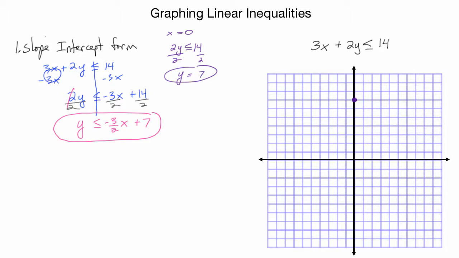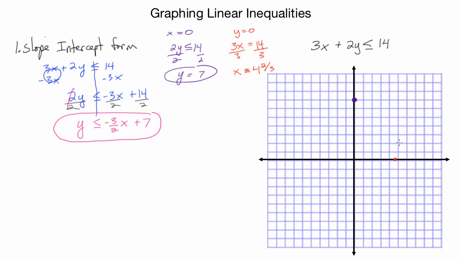Now let's find the x-intercept of the boundary line. When y is 0, if I put 0 in for y, I end up with 3 times x equal to 14. To find the x-intercept, I divide both sides by 3. X should equal 14 thirds, which is 3 goes into 14 4 times with a remainder of 2, so 4 and 2/3. The x-intercept is over 1, 2, 3, 4, and right about there, 4 and 2/3. So there's my x and y intercepts.